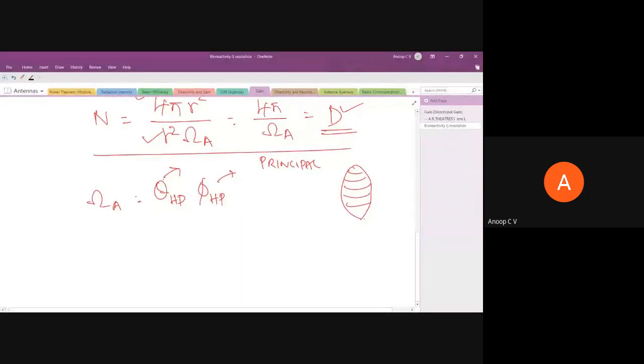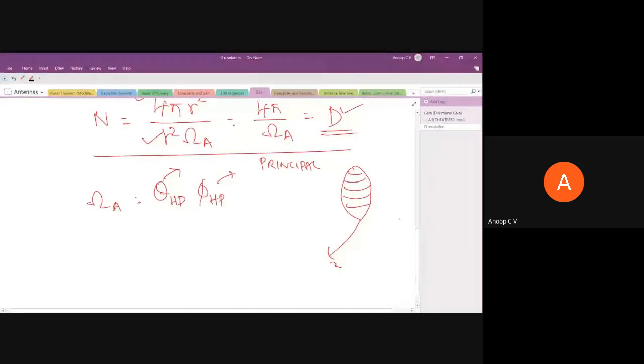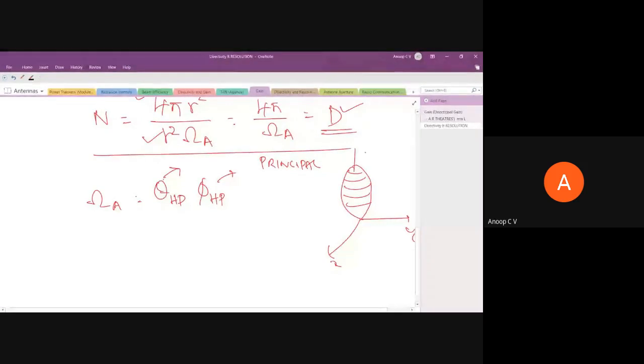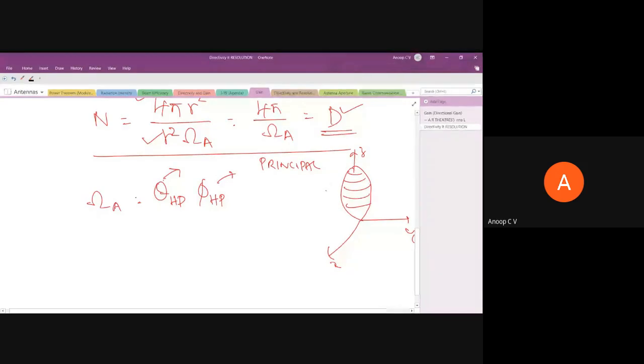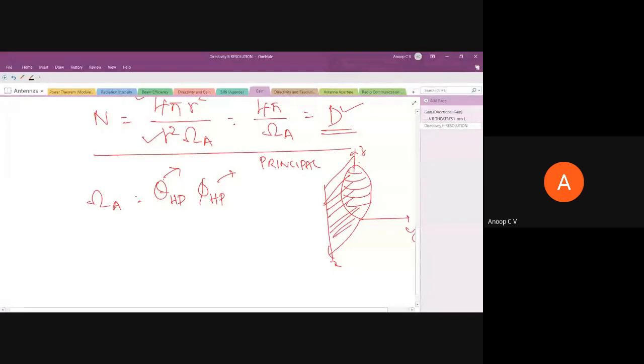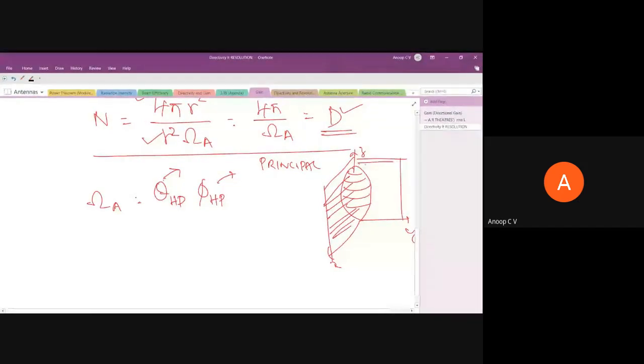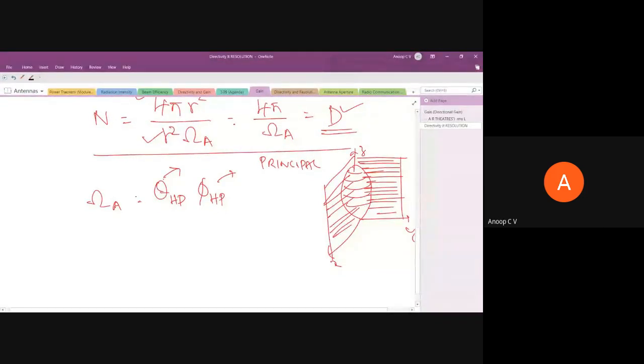If it is symmetric, with x-axis, y-axis, and z-axis, theta hp can be a principal cut in the xy plane, so the half power beamwidth of that 2D pattern. And phi hp can be a principal cut in a mutually orthogonal plane. In most cases the pattern will be symmetric with respect to the main lobe axis, so theta hp and phi hp will be the same.